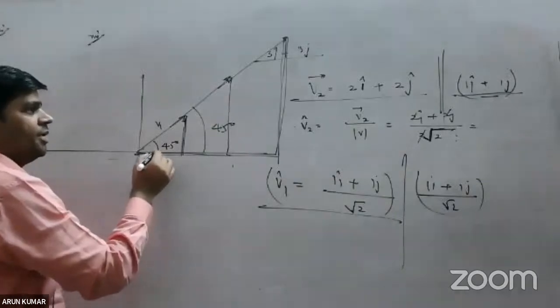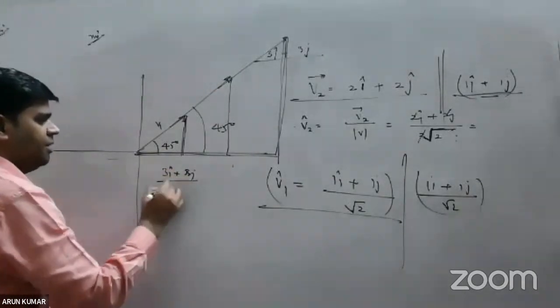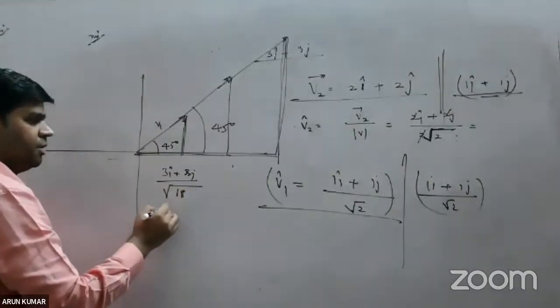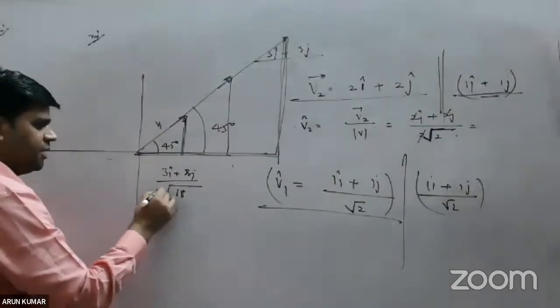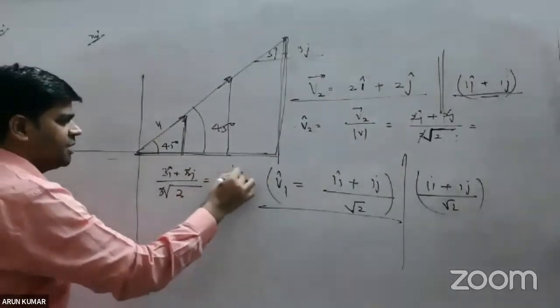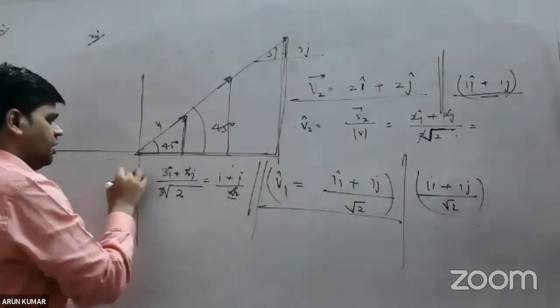You can try. How will I try that? 3i cap plus 3j cap by root of 18. Now I bring out 9 outside, that becomes 3 into 2, 3 gets cancelled out. I get 1i cap plus 1j cap by root 2. I'm getting again the same thing, even for v3.